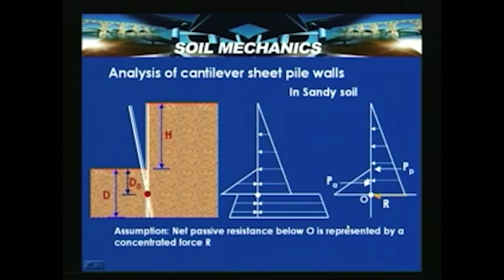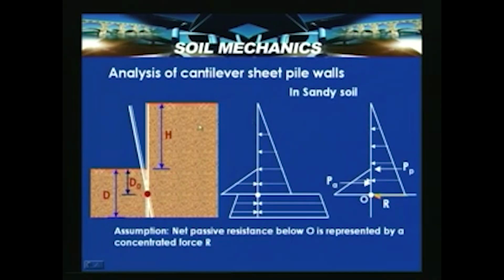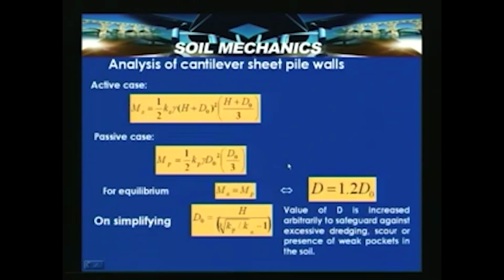Now let us look at the active case. MA is equal to half Ka gamma into H plus D naught whole square into H plus D naught by 3. This is obtained if you look into this slide: this is H plus D naught, so the ordinate here is Ka gamma into H plus D naught, and its CG is acting at this point. So the moment of this active portion, MA, is equal to half Ka gamma into H plus D naught whole square into H plus D naught by 3 as the lever arm.